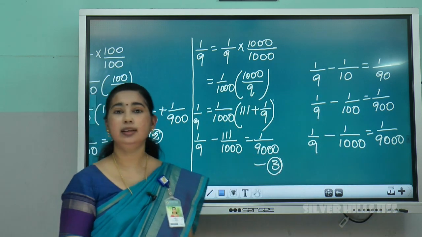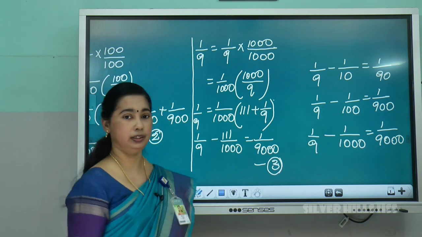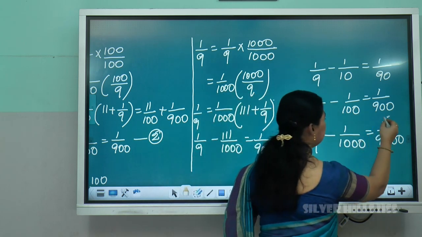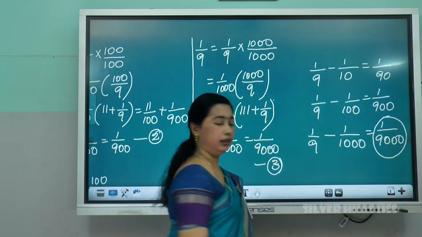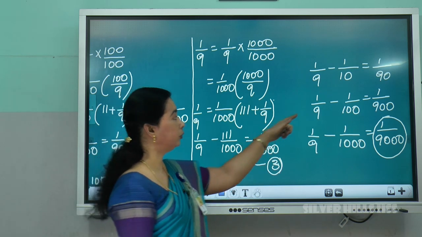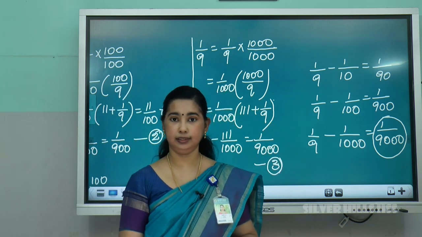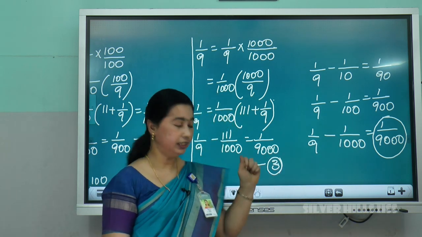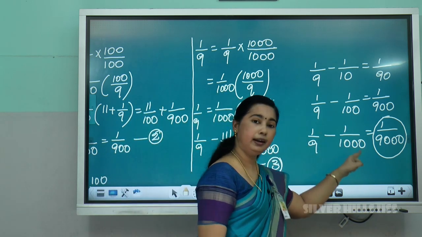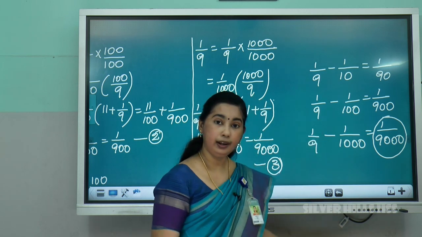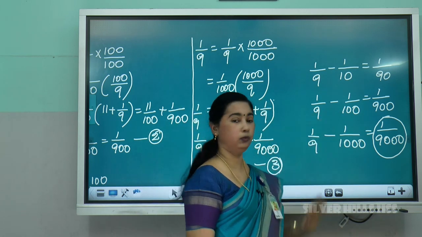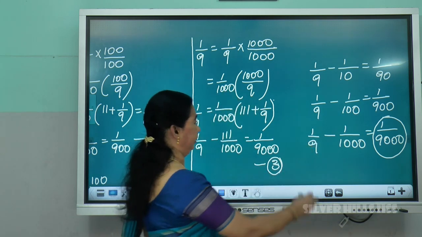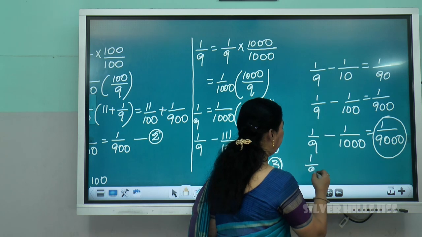We will compare all these 3 equations. What happens in all these 3 equations? While moving downwards, we can see that this 1 by 9000 is very small compared to 1 by 900 and 1 by 90. That is, the differences are becoming very less. The difference between 1 by 9 and 111 by 1000 is very much less than between 1 by 9 and 11 by 100.